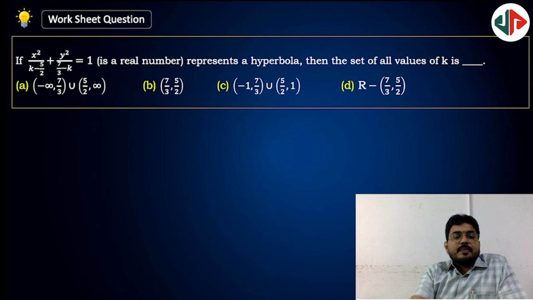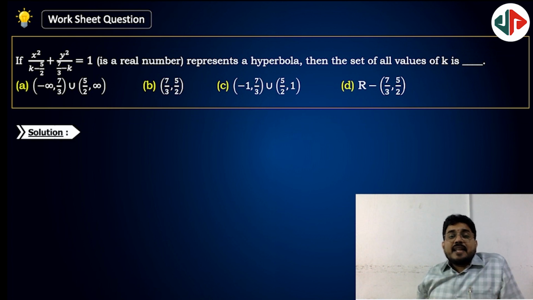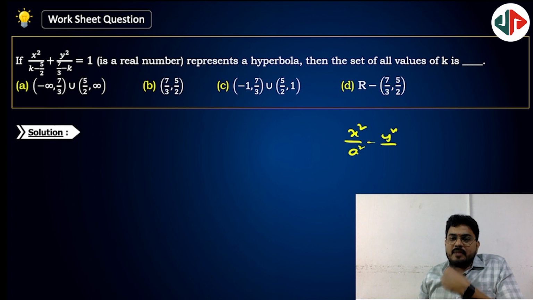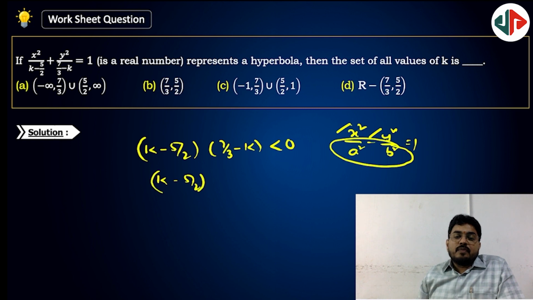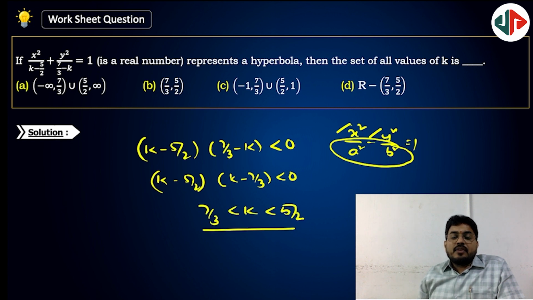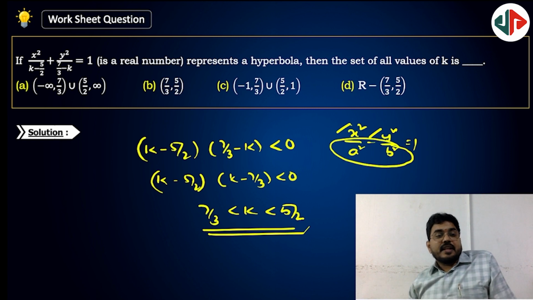Next question is, represent the hyperbola. Represents the hyperbola means, here standard form of hyperbola is x square by a square minus y square by b square is equal to 1. So these two should have opposite signs, here plus and minus. Here both are plus. So that means k minus 5 by 2 into 7 by 3 minus k should be negative, or k minus 5 by 2 into k minus 7 by 3 should be less than 0. So 7 by 3 is less than k is less than 5 by 2 will be the answer for this particular question.